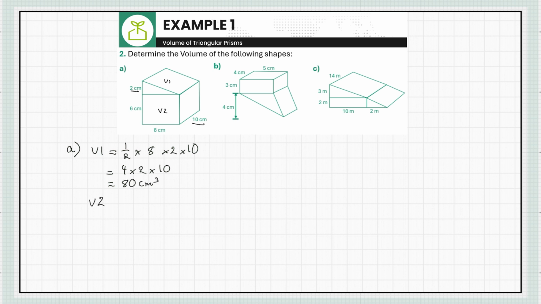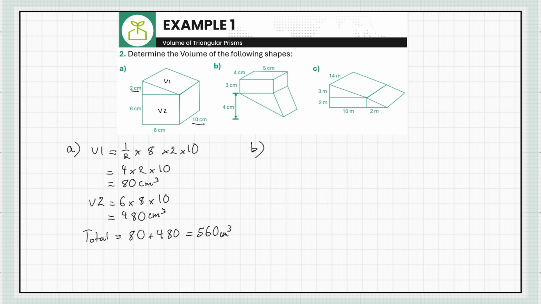Alright, volume 2 is going to be our rectangular prism, so all we have to do for this one is just do our base shape and then multiply by the height, so it's going to be 6 times 8 times 10. And that just equals 480 centimeters cubed. So our total volume of this composite shape is going to be 80 plus 480, which is just 560 centimeters cubed. Alright, let's do B.